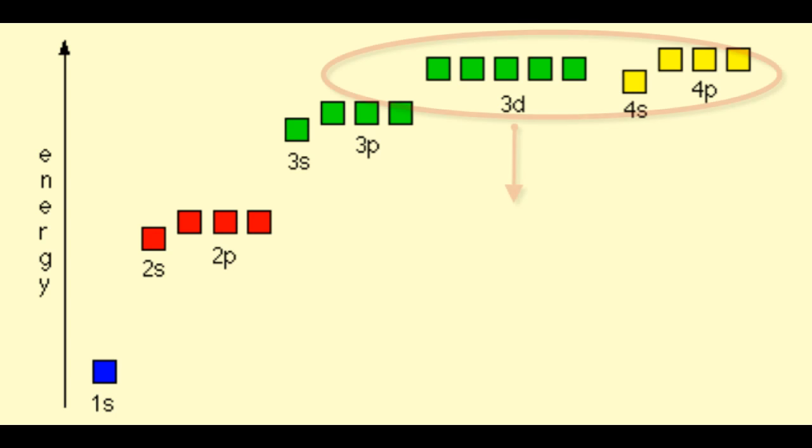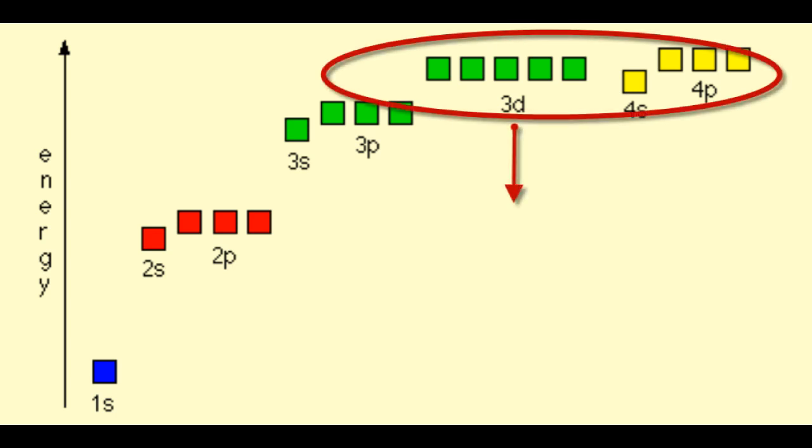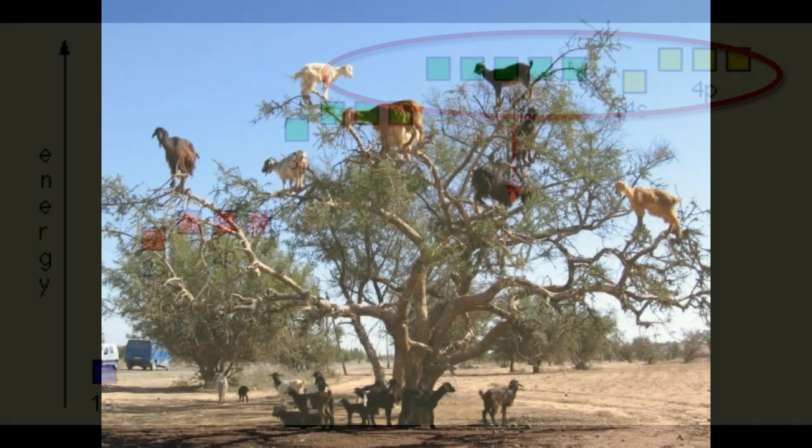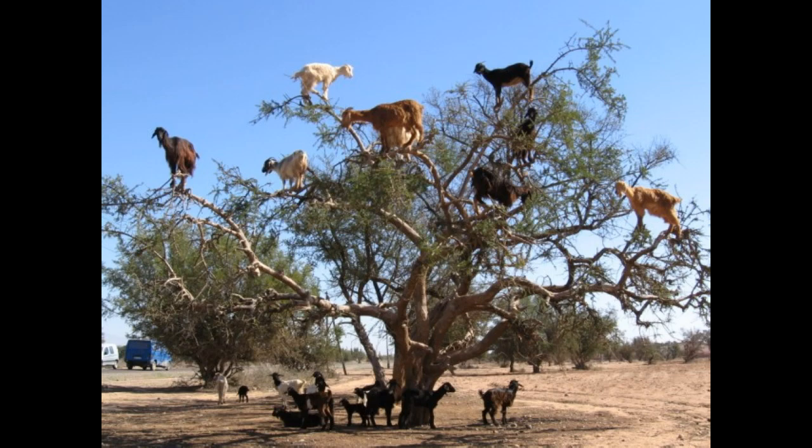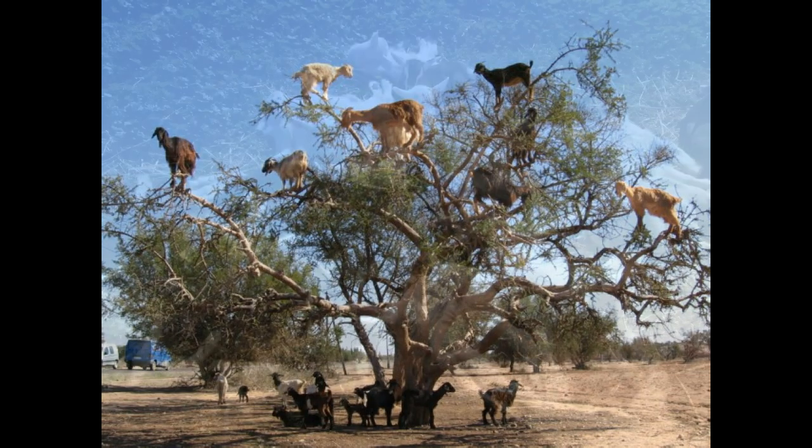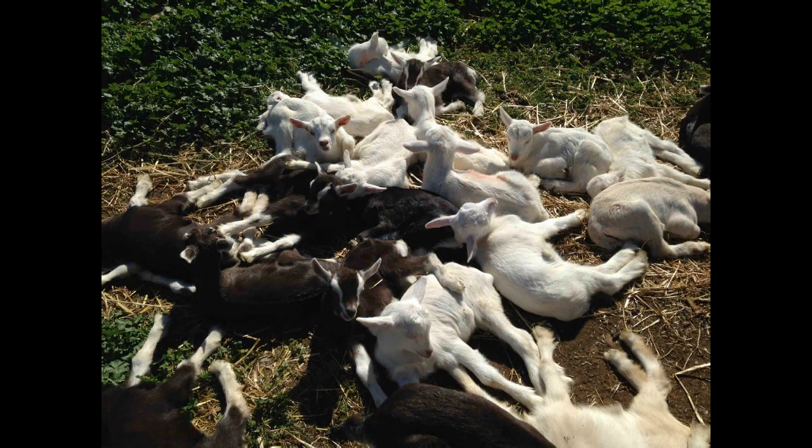It is worth noting that higher energy states are not as stable as lower energy states, in the same way that high branches of a tree are less stable than the ground. Given the opportunity, electrons will tend to lose energy and fall back to their ground state. That's the summary. Now for some physics.